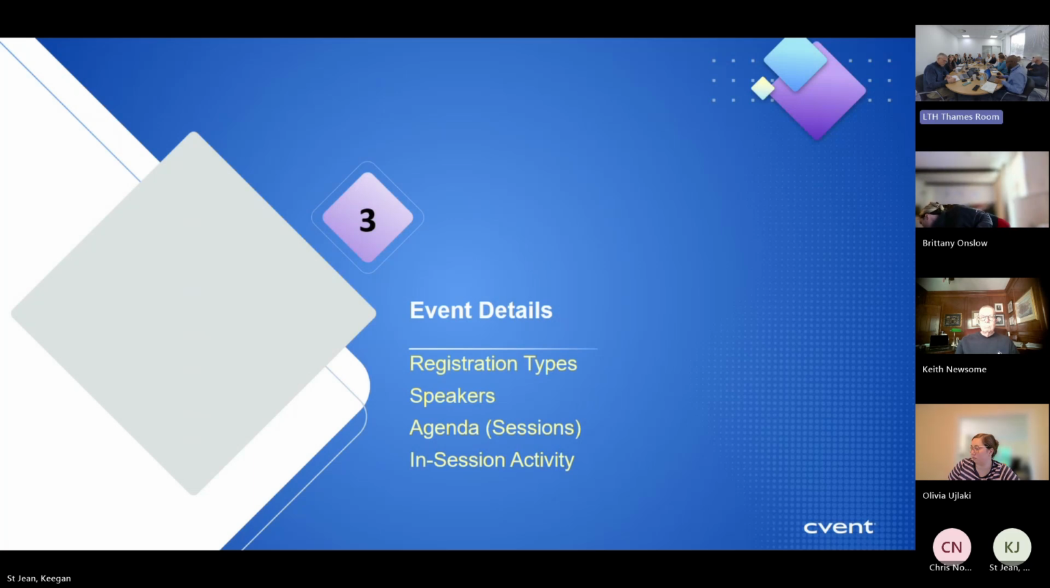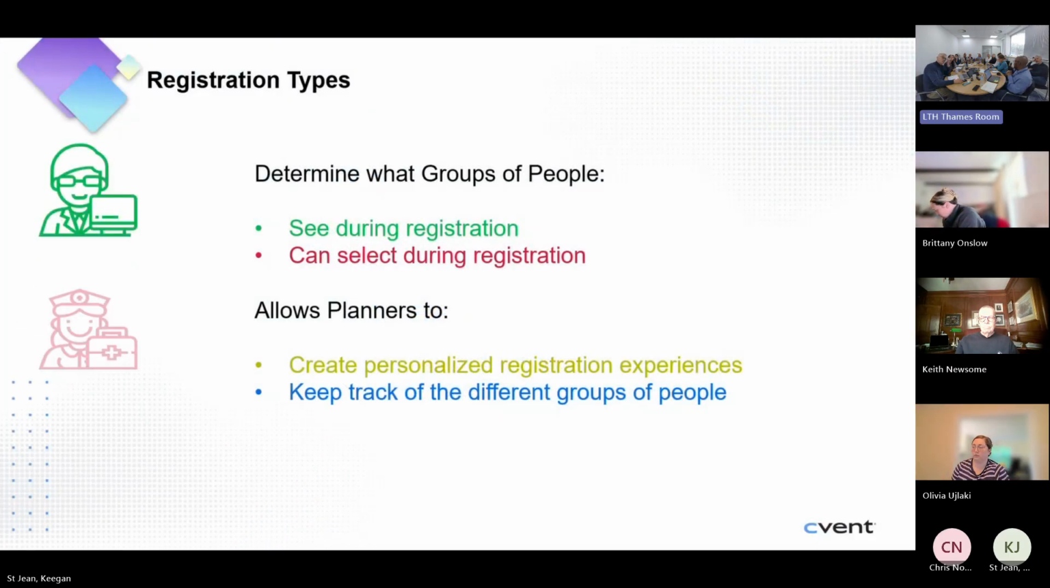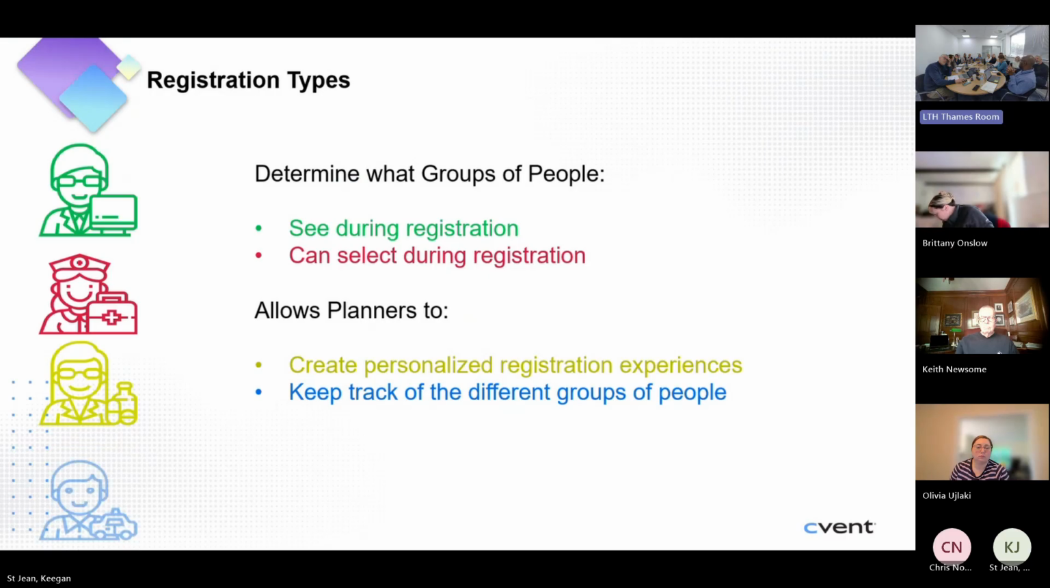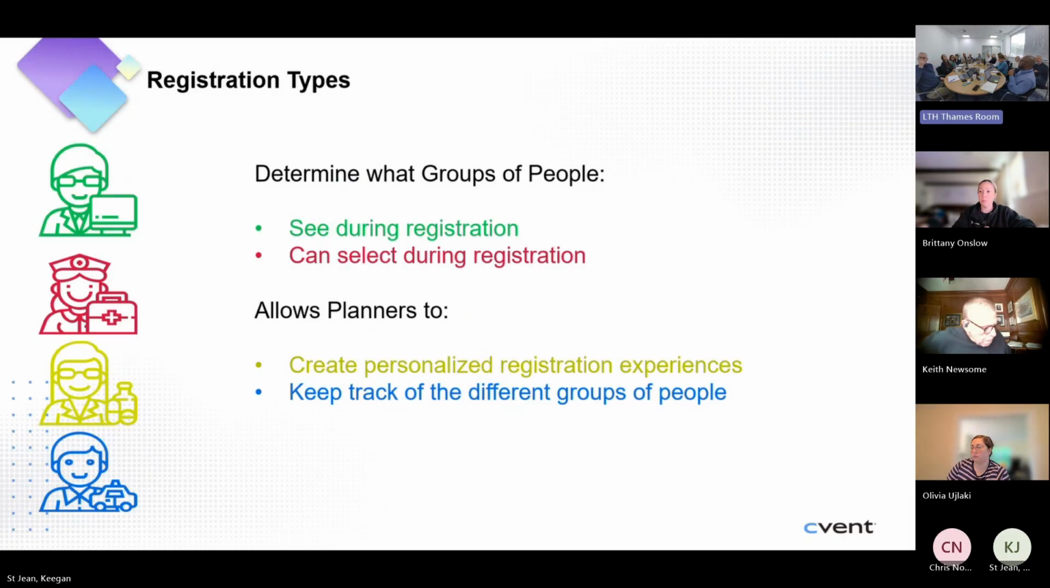So the first one I want to cover is going to be registration types. Now, in Cvent, a registration type is the fundamental building block of your event. They basically tell us who someone is and what they can do in the event, right? General attendee, speaker, member of the press.